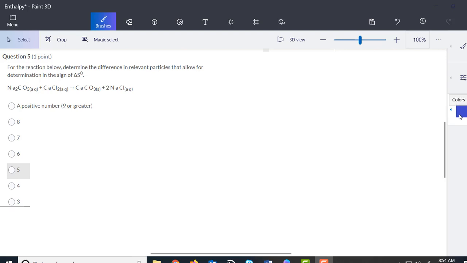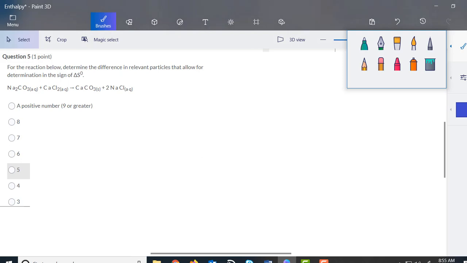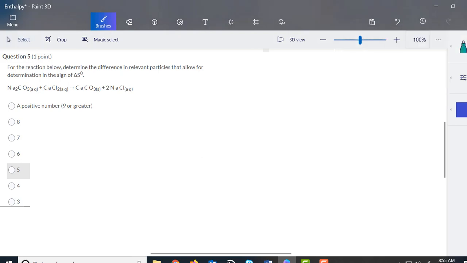Now for a problem like number 5, what we're trying to do is figure out what the sign of delta S is. Now the problem here is predicated on this fact. We know that as far as entropy goes, gases have more entropy than aqueous ions, than pure liquids like water or bromine or something like that, and then that's greater than solids.